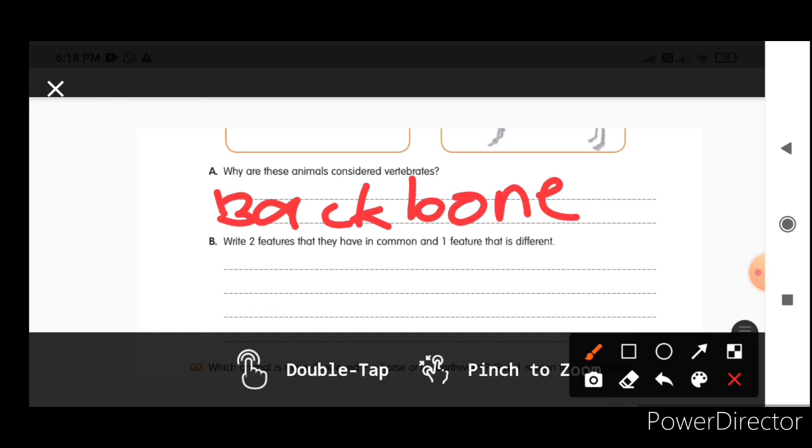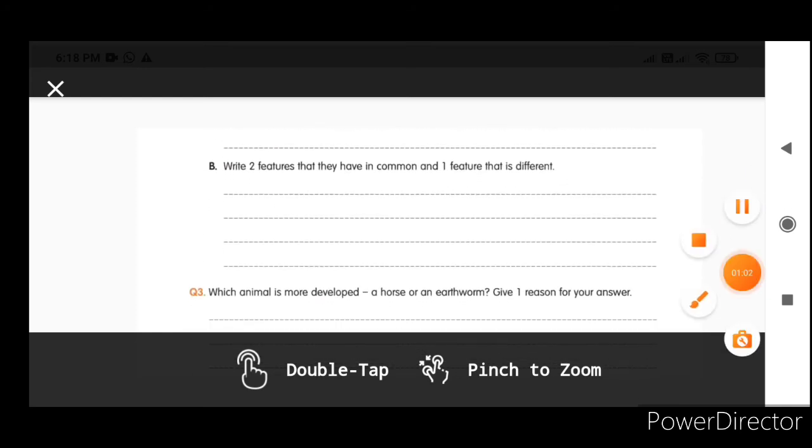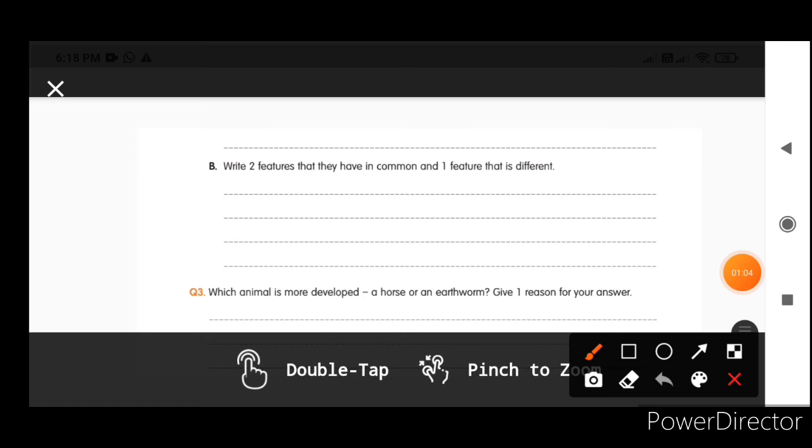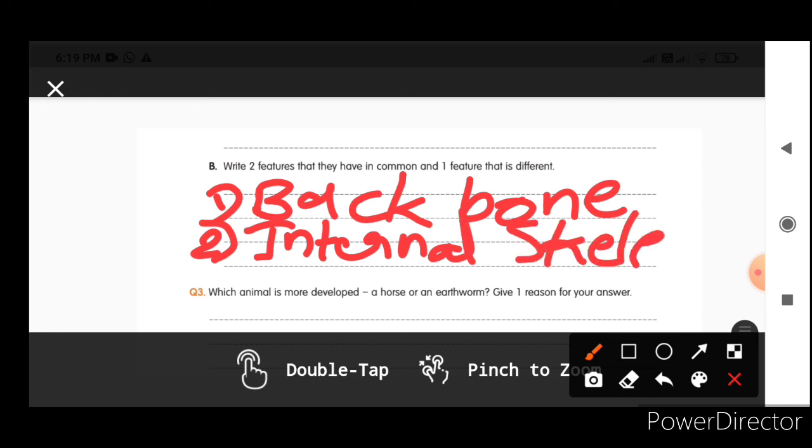They have a backbone and they also have a hard internal skeleton. That's why we consider them vertebrates. Write two features that they have in common and one feature that is different. So what two features do they have in common? As we discussed just now, they have a backbone and they have an internal skeleton. These are the two common features. I am just giving a short answer to you. You elaborate and write your own, children.